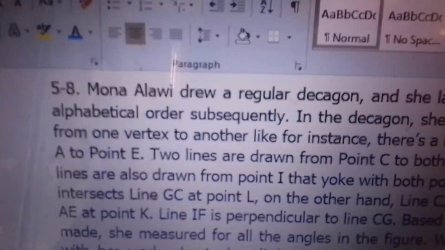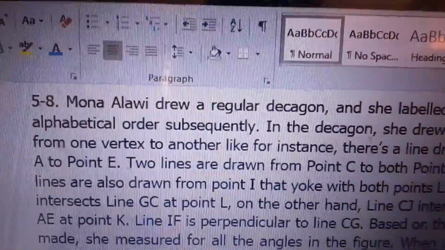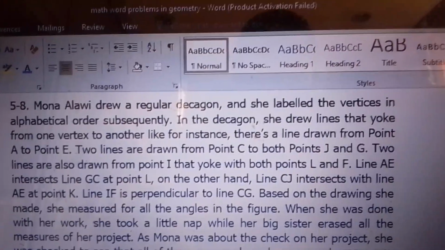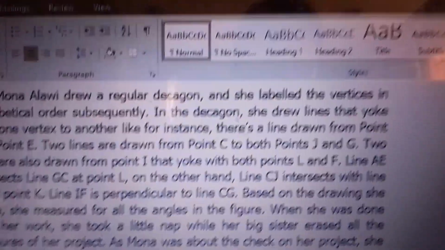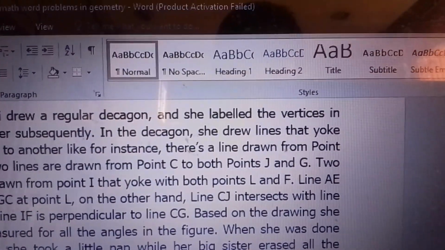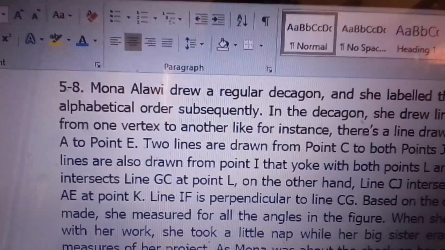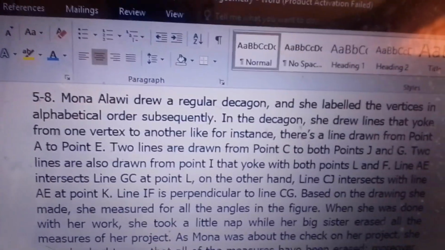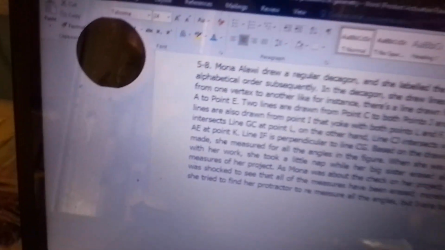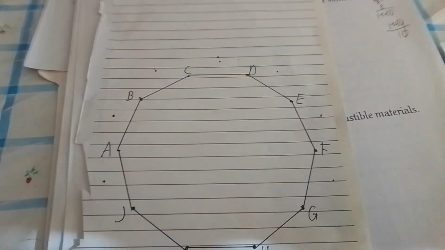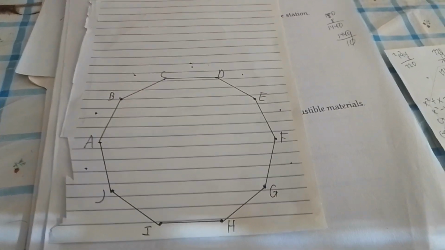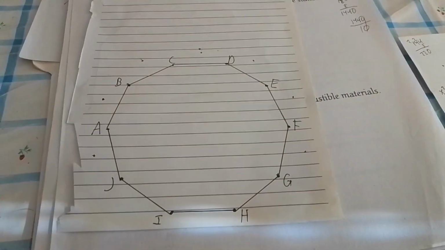So, this is the problem. She drew a regular decagon. You might remember when we say a regular decagon, it is a decagon whose angles are all symmetrical. And she labeled the vertices in alphabetical order subsequently. Like for example, this is the regular decagon. See this regular decagon that you see here? This is the regular decagon that Mona Alawi drew. Right?